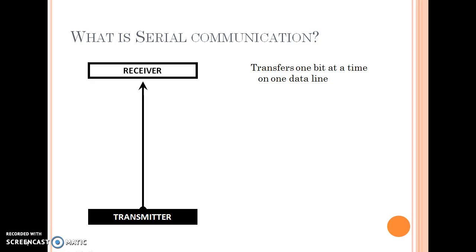The serial communication is used in telecommunication and computer science, and it is the process of transmitting or sending one bit of data at a time sequentially over the communication channel. This is the transmitter and this is the receiver and this is the data link, and these are the data bits which are transmitted sequentially over the communication link.